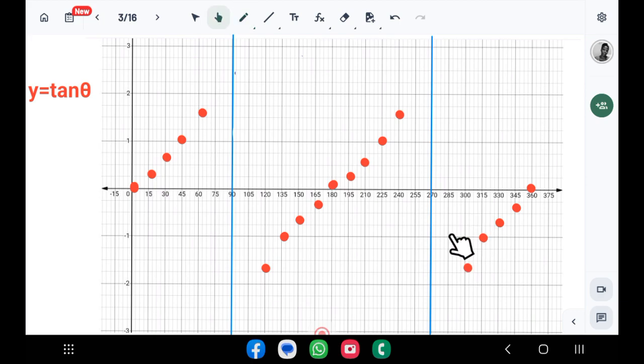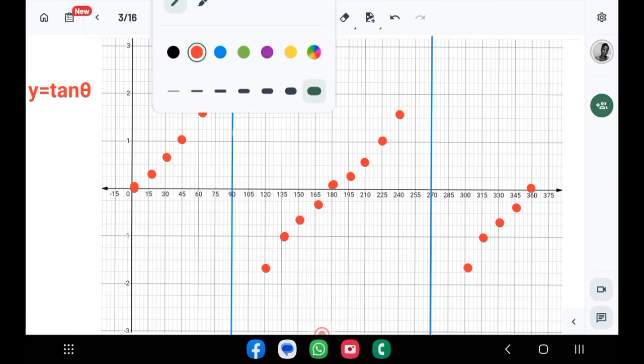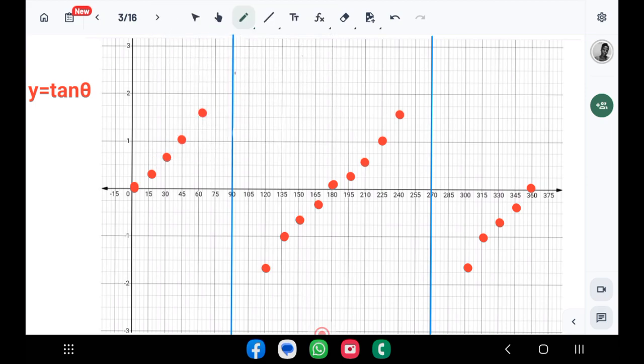Next, our 285 matches with our 105, which is out of range, so it's going to be out of range over here. And we don't have anything beyond 360 degrees, so that's where it ends. And now we join the points. Another effective way of finding out exactly what the points are is to use a calculator, so it's easier for you to figure out where to draw the lines.